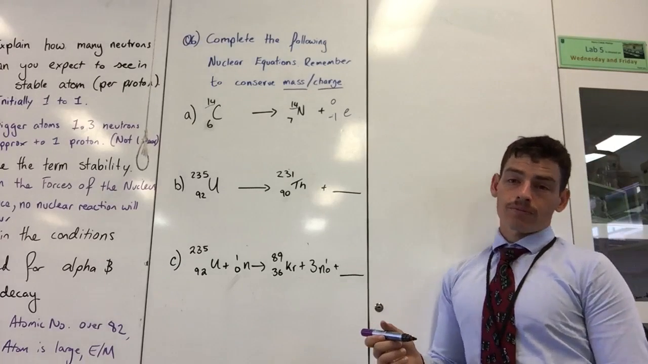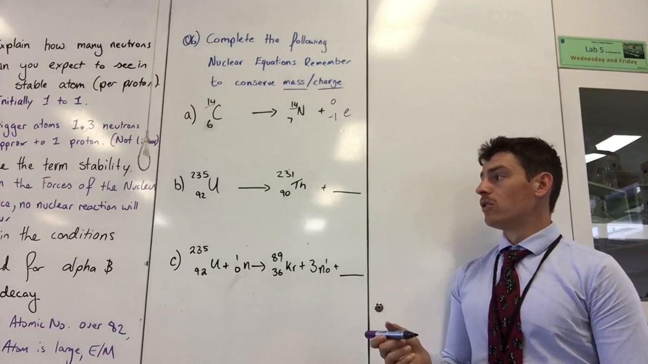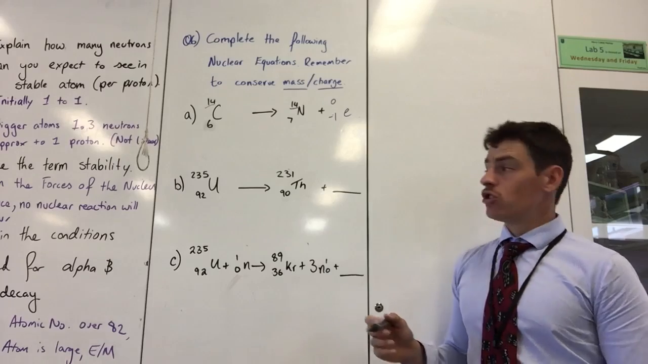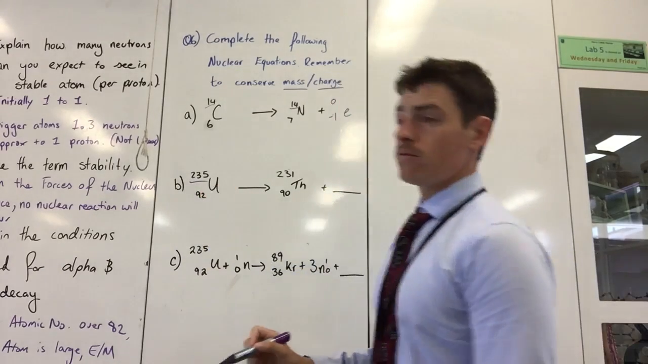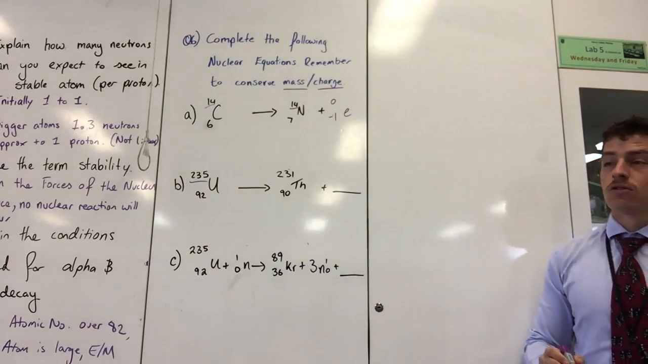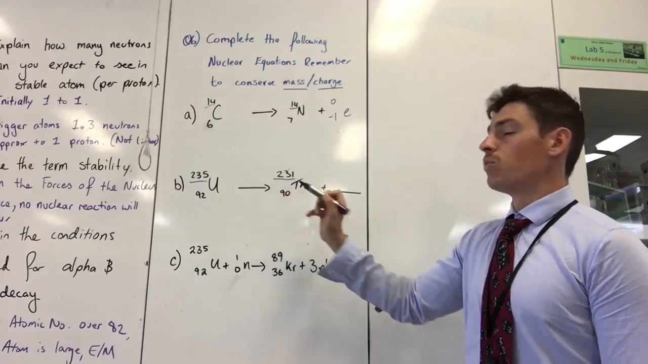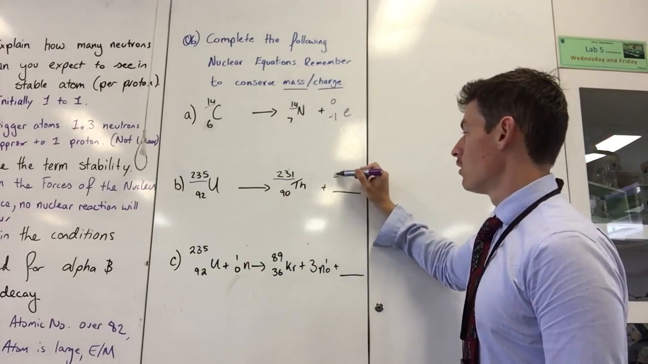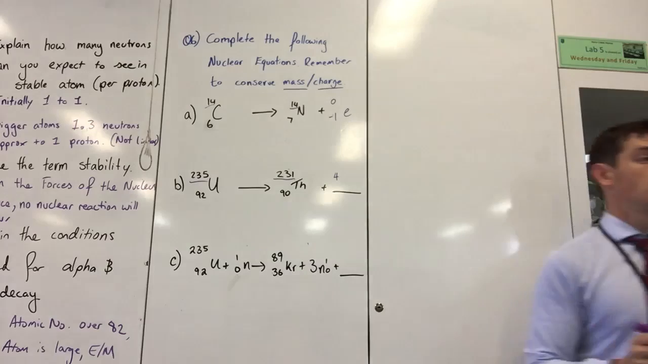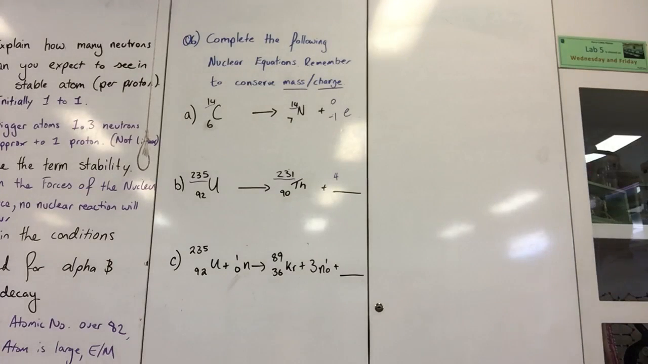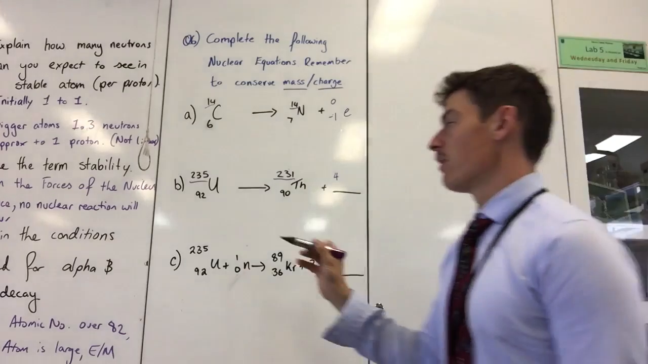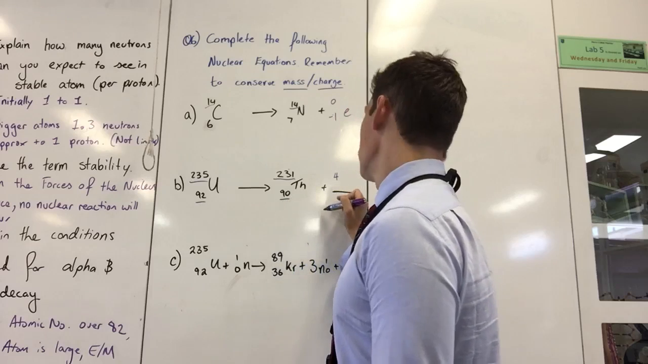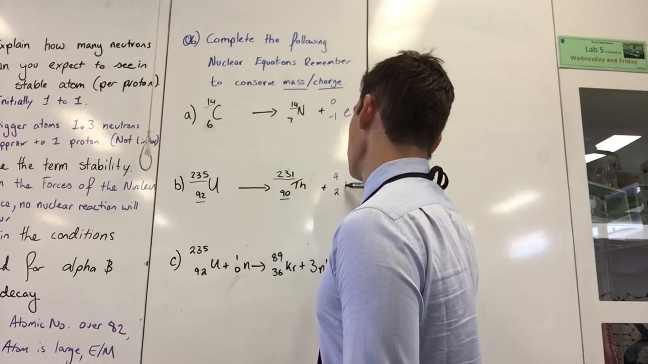Same thing for question 6B. What is my mass on the left? 235. What's my mass on the right? 231. What do I need to add there? 4. Now I look at my charge. What's my charge on the left? Charge on the right? What do I need to add? 2. What type of decay have we got?